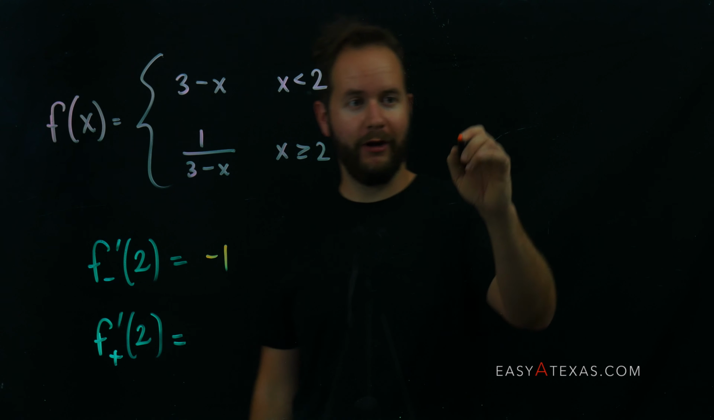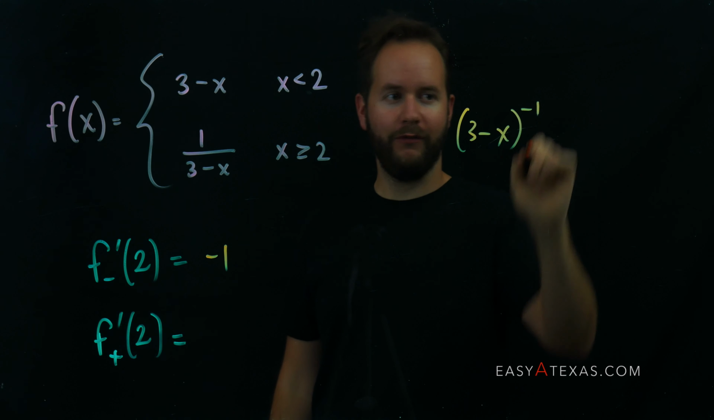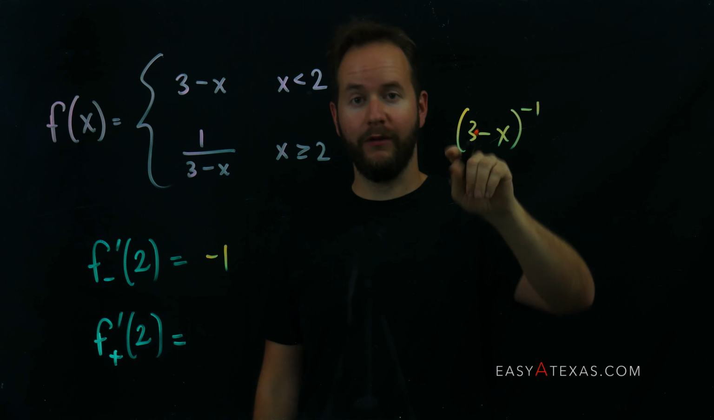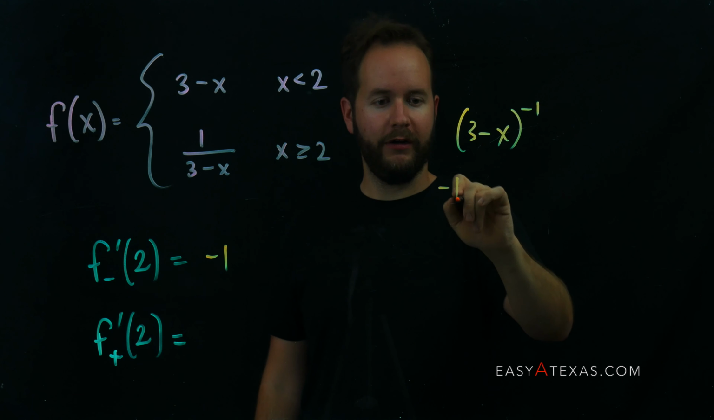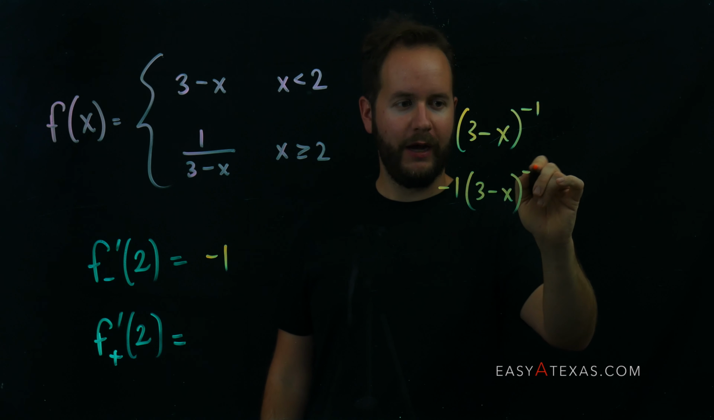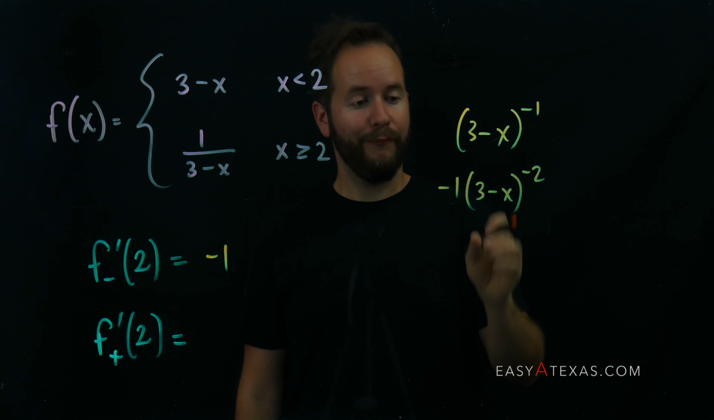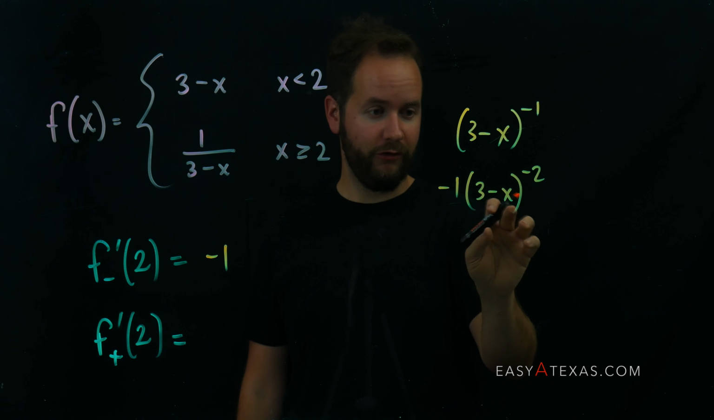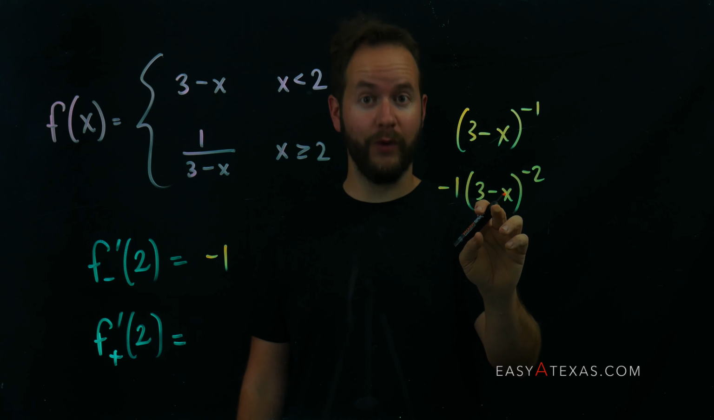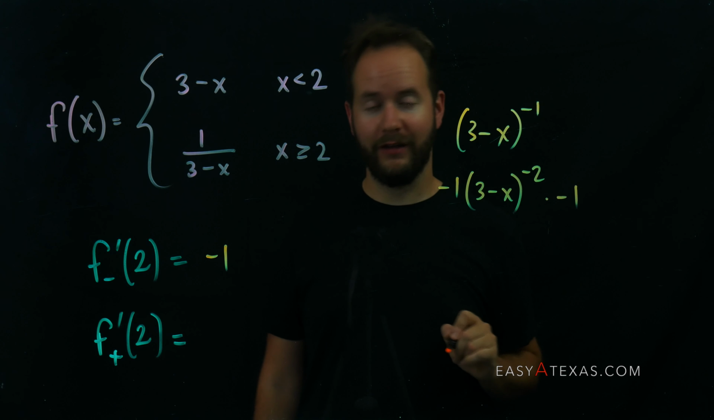I'm going to encourage you to rewrite that as 3 minus x to the negative 1, so that when I take this derivative, I'm going to use the chain rule here. The negative 1 comes down in front, 3 minus x now to the power of negative 2. The chain rule says multiply by the derivative of the inside function. So the inside function here is 3 minus x. Its derivative is negative 1. So I'm going to say times negative 1 out here.